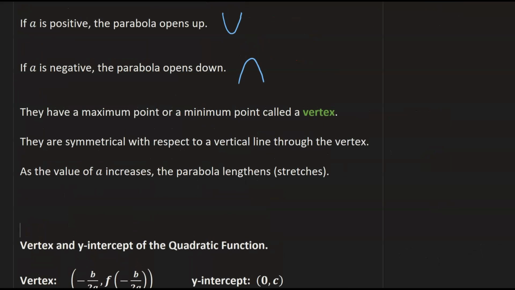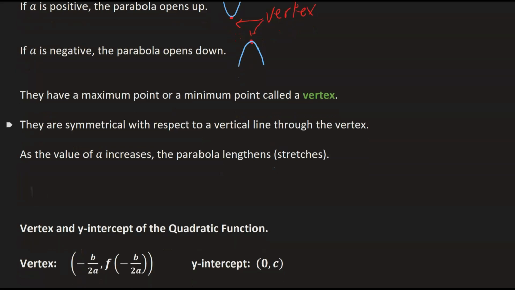So since all parabolas either open up or they open down, they have a minimum point or a maximum point, and in each case we call these the vertex, okay? That one and that one. And the vertex is kind of a center point. The parabola is symmetrical on either side of a vertical line that passes through the vertex. As the value of a increases beyond 1, the parabola lengthens or stretches out.